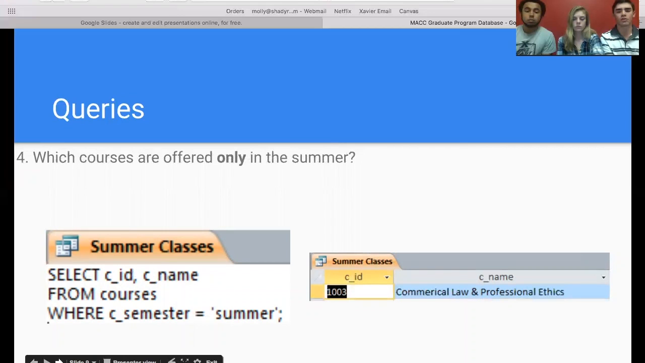Which courses are offered only in the summer? This will help students who are working during the school year or have other plans throughout the school year and can only take classes during the summer months. Also, if a student specifically wants to take this course, they will have to see that it is only offered in the summer. We select the course ID and the course name from the courses table and limit the semesters offered to summer. We see that only one class is offered during the summer months. So if a student really wants to take this class, they will have to enroll for it during the summer months.